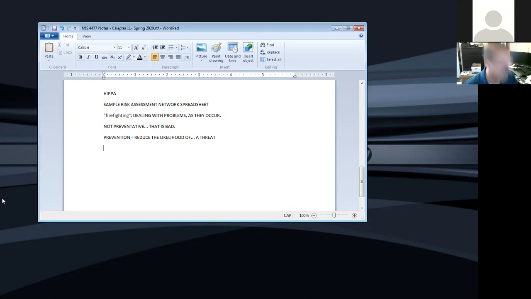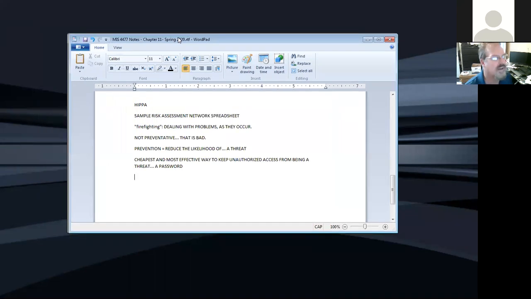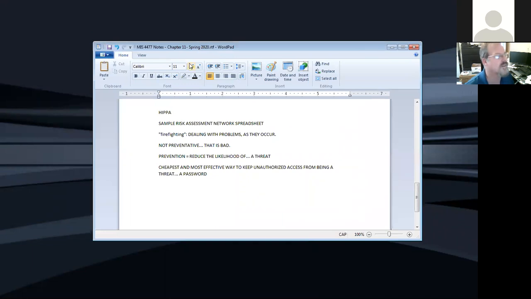So as I mentioned in the last class, the cheapest and the most effective way to keep hackers, or I should say intruders or unauthorized access, from occurring is a password. Passwords usually consist of 2 things, sometimes 3 or 4 things. So let me just talk about passwords for a minute before I bring the notes back up, because this is important stuff in terms of passwords.